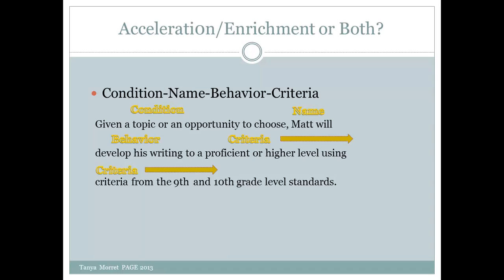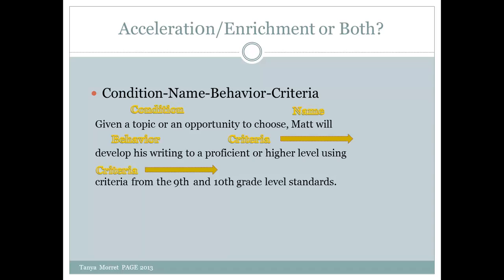Let's look at another goal. Same kid, Matt, okay? This time, however, you'll notice there's a change in the goal. Given a topic, so either this teacher's going to assign one, or he's going to have an opportunity to choose. See where I'm headed with this? There might be another opportunity for some independent project. Matt will develop his writing to a proficient or higher level. Kind of still sounds like the first goal, except look at where the criteria changes. This time, the teacher is going to use criteria from the 9th and 10th grade level standards. Because now, in a different scenario, Matt's present levels tell us he's already mastered 8th grade.